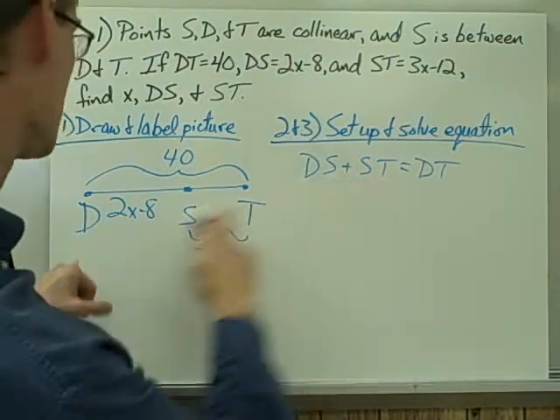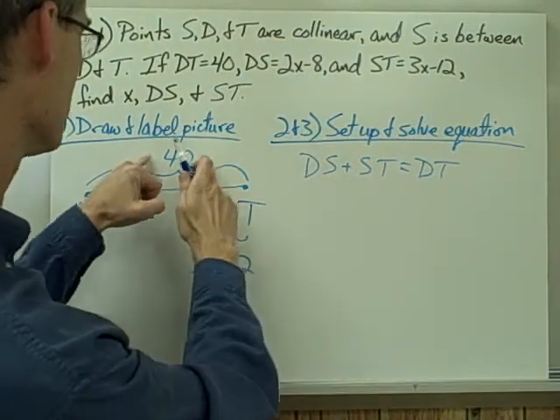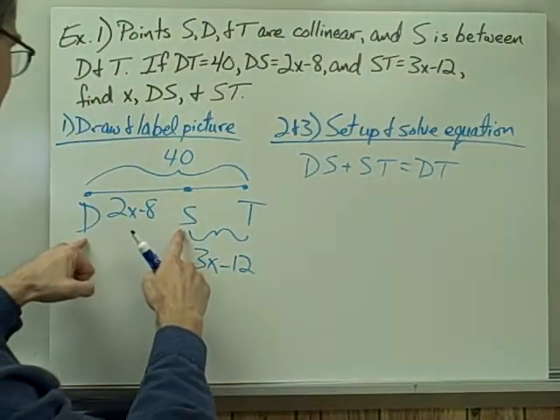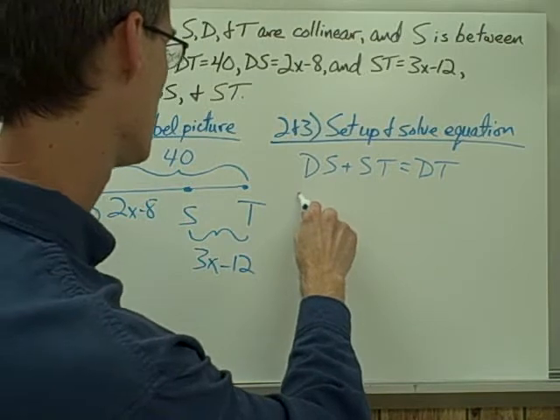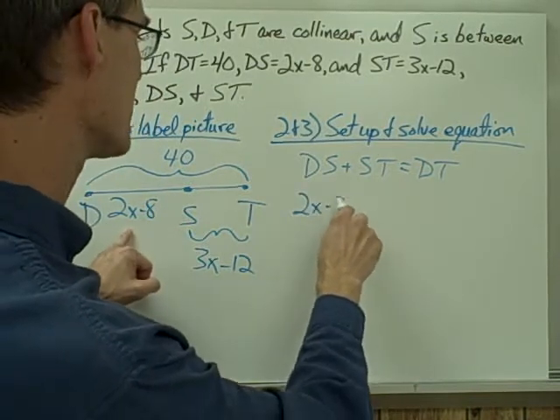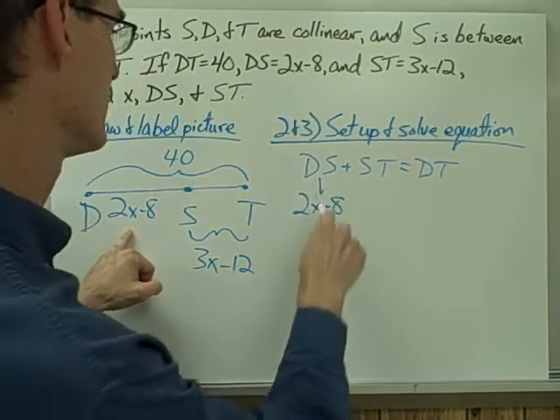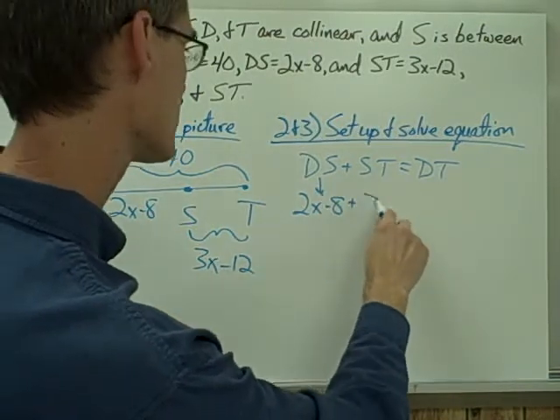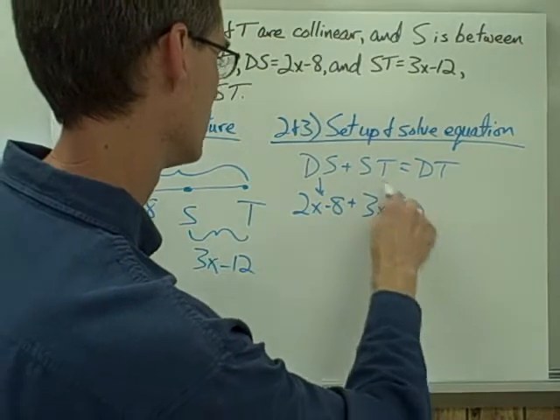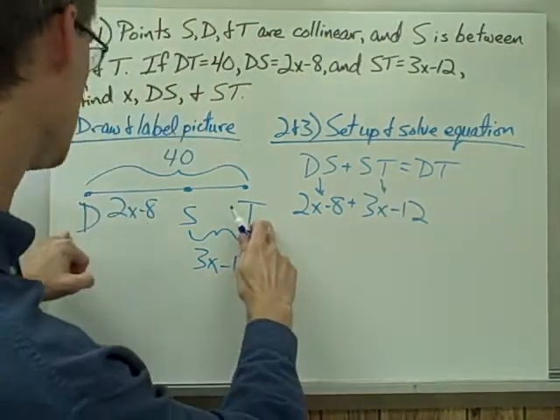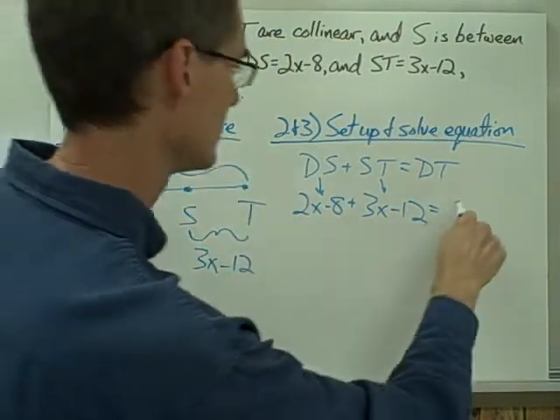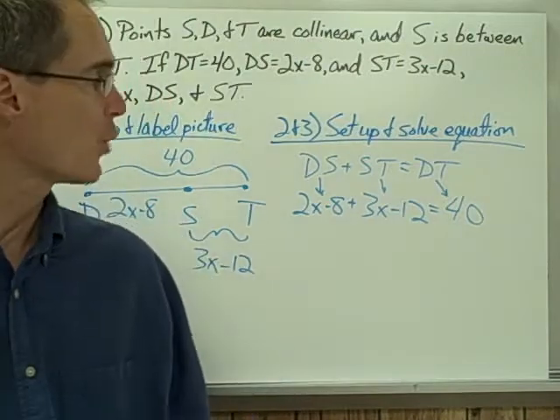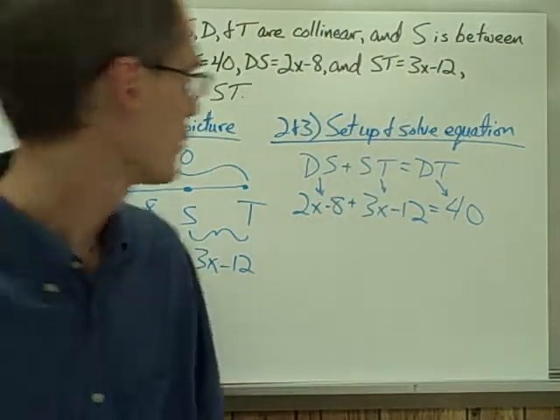So now I just take each one of my values here and I substitute them in for DS, ST, and DT. So let's see. DS is 2x minus 8. ST is 3x minus 12. And DT is 40. Now I've got my equation set up. Now I just need to solve my equation.